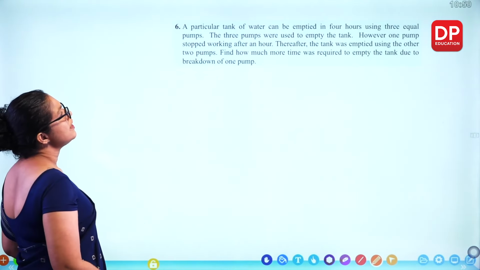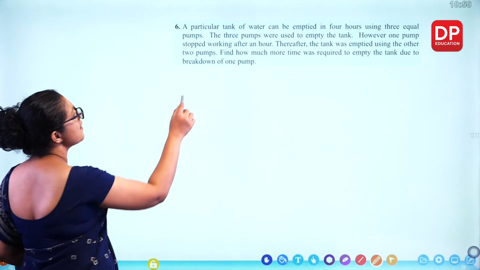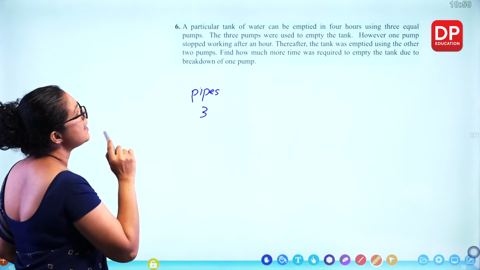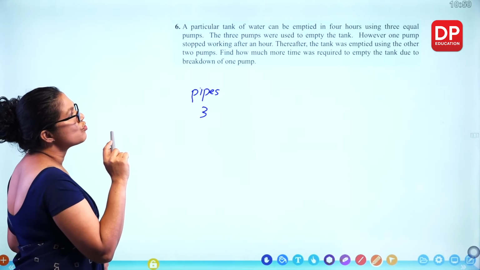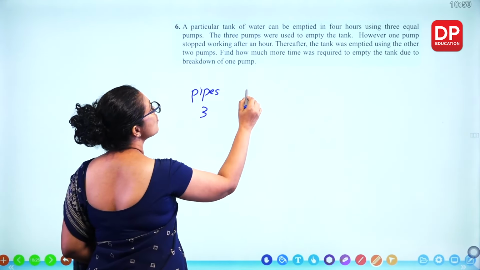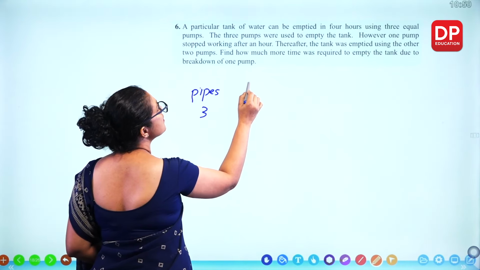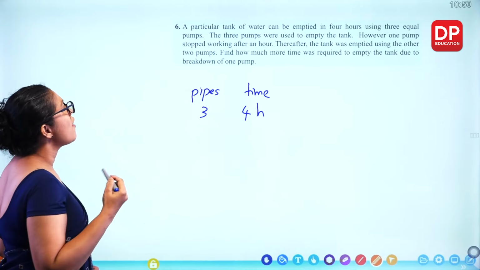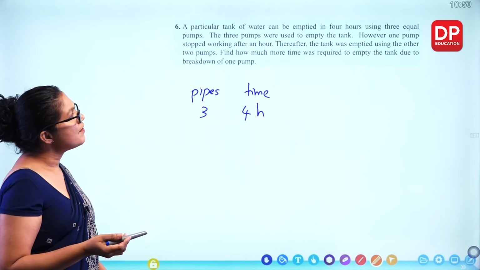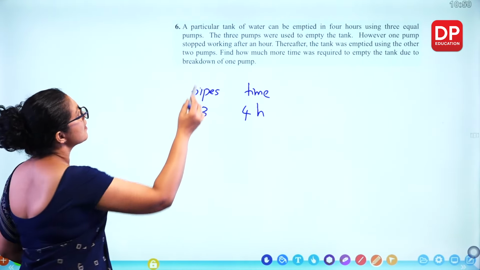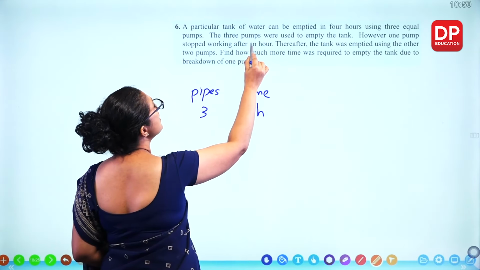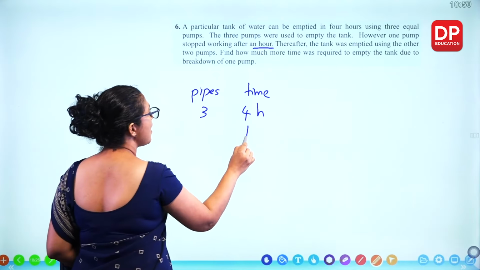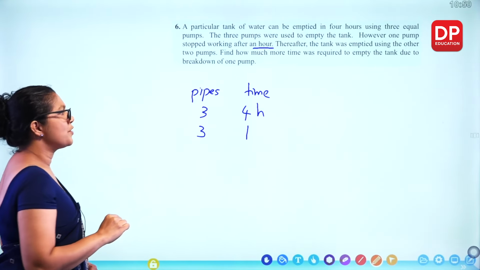So in this question, one tank and how many pipes are there? 3 pipes altogether, and you need 4 hours to empty this tank. So now time I can write 4 hours. However, one pump stopped and how many remaining? 2. But here after 1 hour. So 1 hour it worked. So here 1 hour worked with 3 pipes.